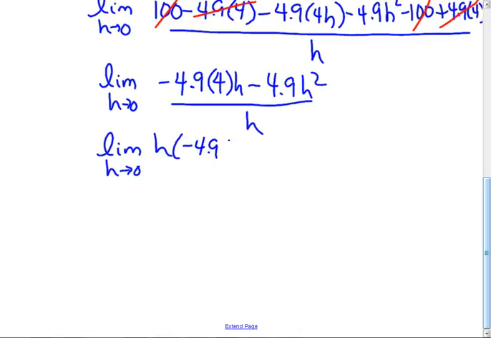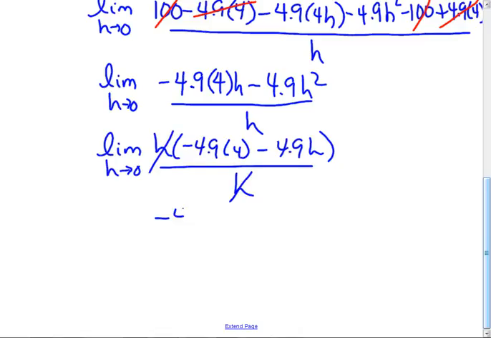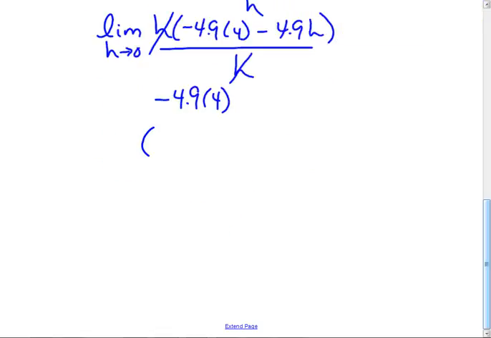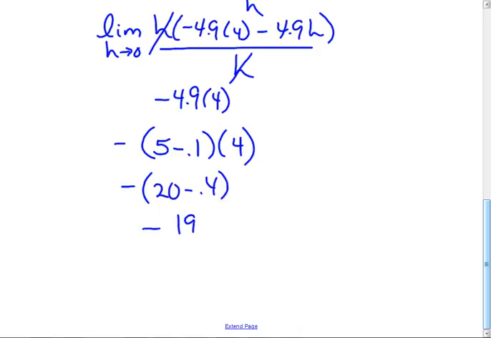Negative 4.9 times 4 minus 4.9 h all over h. And you don't even have to multiply it out. I don't care. So this is really 5 minus 0.1 times 4. I just distribute. It's 20 minus 0.4, 19.6. Just a little math trick. Wait, how'd you get the 5? 4.9 is 5 minus 0.1, right? Yeah. So 5 times 4 is 20. 4 times 0.1 is 0.4. Oh, you're just doing another way.